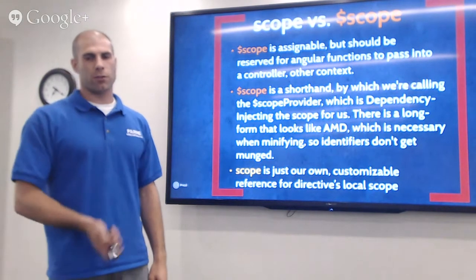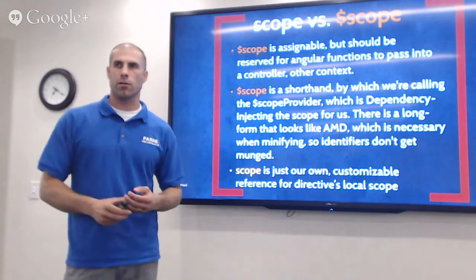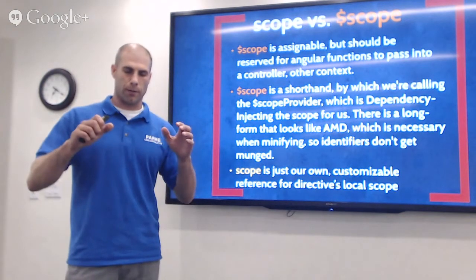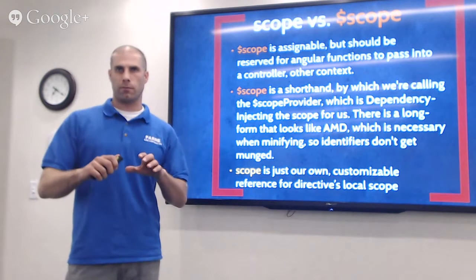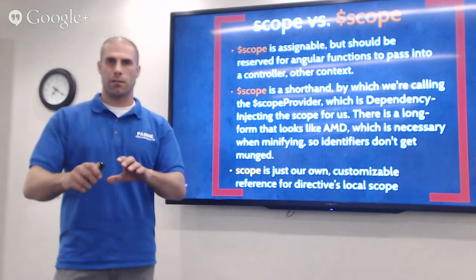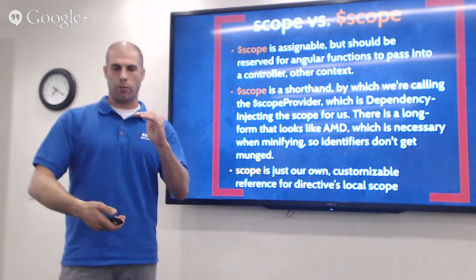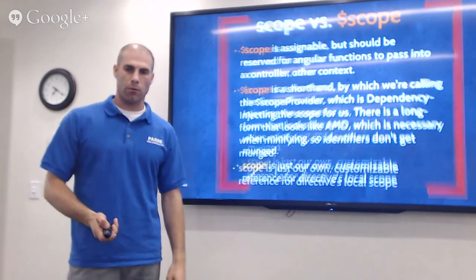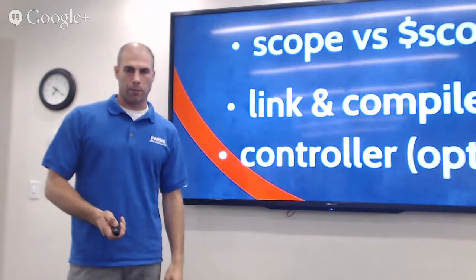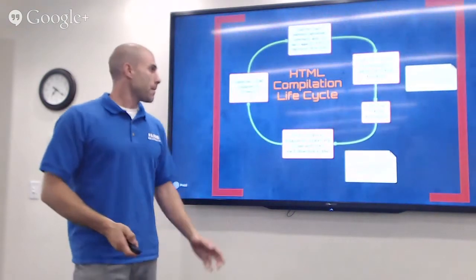And then just regular scope, it's just a customizable reference to its own local context. So when you have a directive, this is what gets passed in, and this is what is only available to you within your directive. And we'll go over that too. Link and compile briefly, like I was going to say.